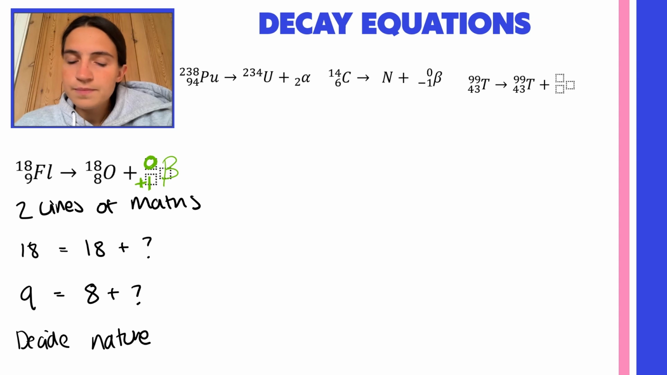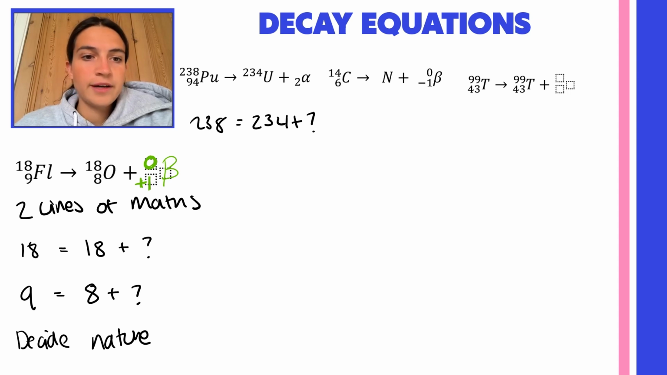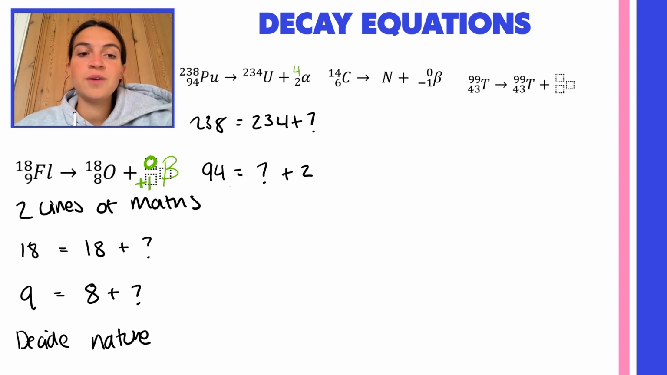So we've got first top line, 238 is equal to 234 plus, well, that should be 4 at the top there. And then the bottom line, 94 is equal to something plus 2. So that bottom bit there should be 92. Okay, next question, my carbon one.